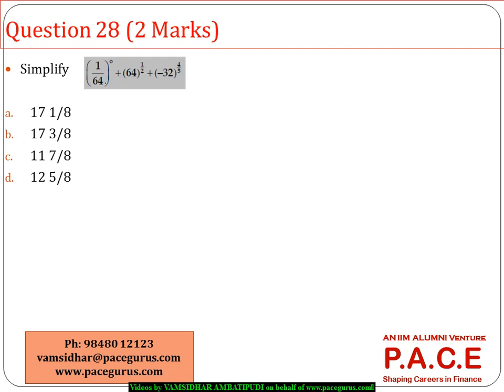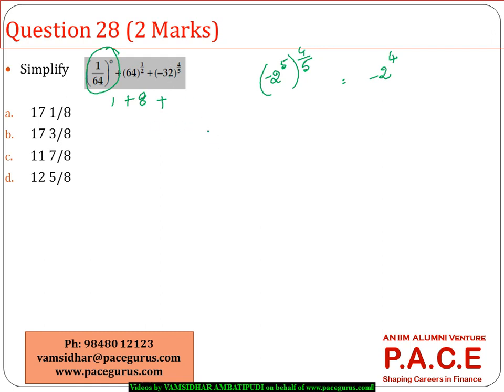Another simplification question. 1 by 64 to the power 0, obviously this is 1, plus 64 to the power half. 64 is nothing but 8 squared. 8 squared to the power half is 8, plus minus 32 to the power 4 by 5. Minus 32 is nothing but minus 2 to the power 5, so minus 2 to the power 5, to the power 4 by 5, which is working out to minus 2 to the power of 4.